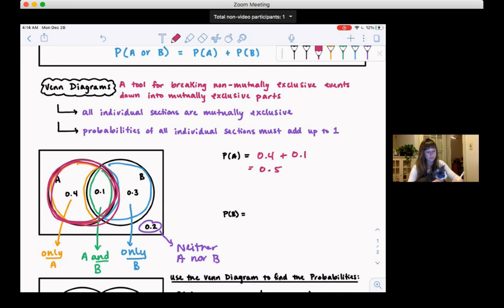Same idea for the probability of B. B happens in this blue section, but it also happens in the green section. So to find the probability of B altogether, we just add those sections together. We get 0.3 plus 0.1, which is 0.4. So that's the basic idea of a Venn diagram.